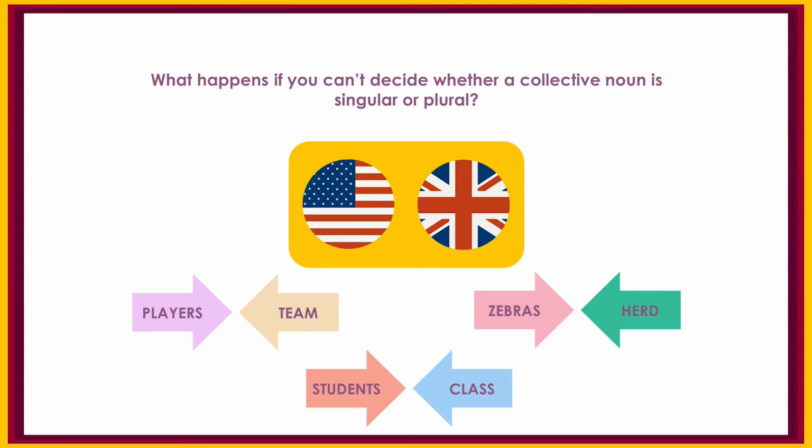What happens if you can't decide whether a collective noun is singular or plural? You can use different words to compose your sentence to be sure there is no agreement error. For example, you can insert the word members after a collective noun, or use a different word such as players instead of team, zebras instead of herd, or students instead of class.